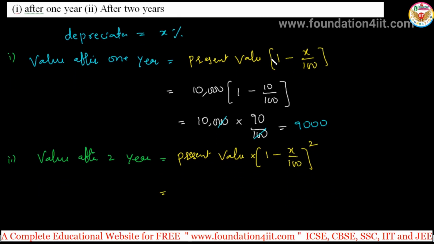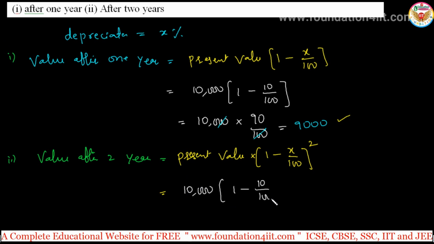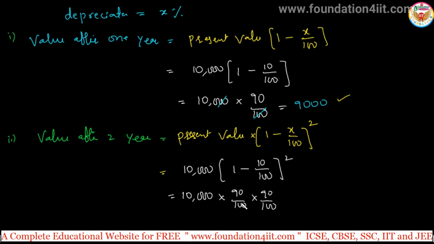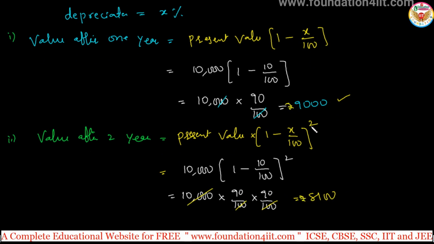It should be decreasing. The first year it is 10,000, so after 1 year it became 9,000. Then after 2 years, the present value is 10,000 into 1 minus 10 by 100, which is 90 by 100, to the power 2. So 90 by 100 is written 2 times. Cancel the 100, so 100 into 90 into 90 is 8,100. So 8,100 rupees is the value after 2 years, and after 1 year the value becomes 9,000, because this is the depreciation type.